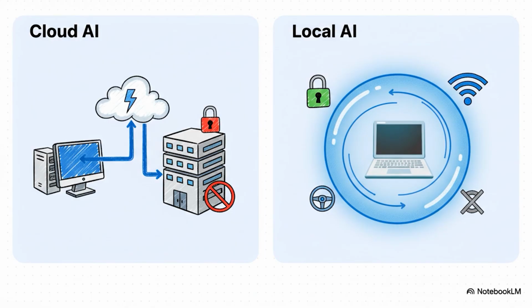Okay, so the difference here is night and day, really. With a cloud AI, all your data gets sent off to some company's servers, right? And it's all subject to their rules. But with a local AI, your data never, ever leaves your machine. That means you get total privacy, complete control, zero censorship, and it works perfectly offline.